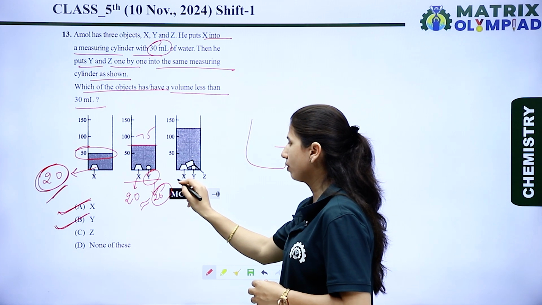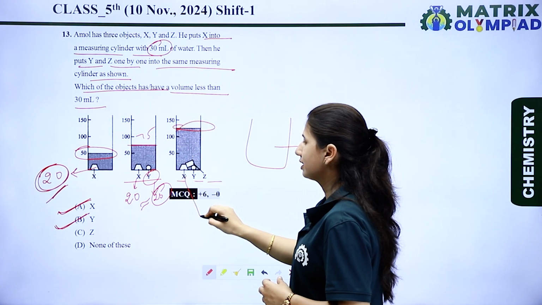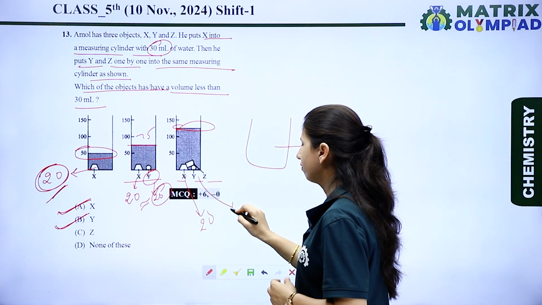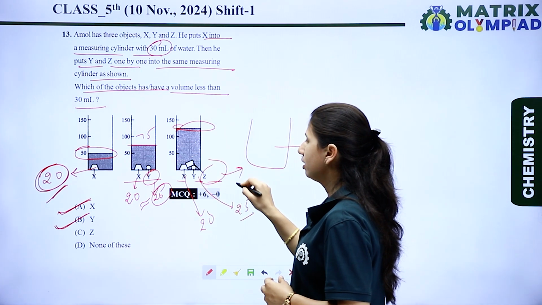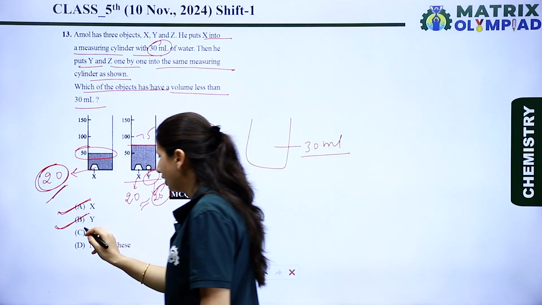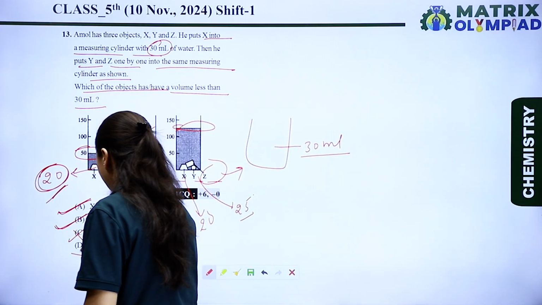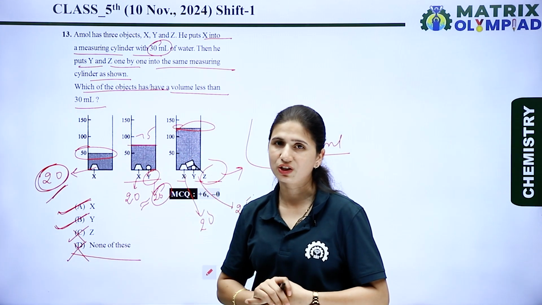Now let's see the next one, X, Y and Z. It is around 130. We know that X has the value around 20, Y has the value around 25, and according to this data, Z does not have a value less than 30. So Z is not the right answer, and the last one is none of these. So options A and B are the right options for this question.